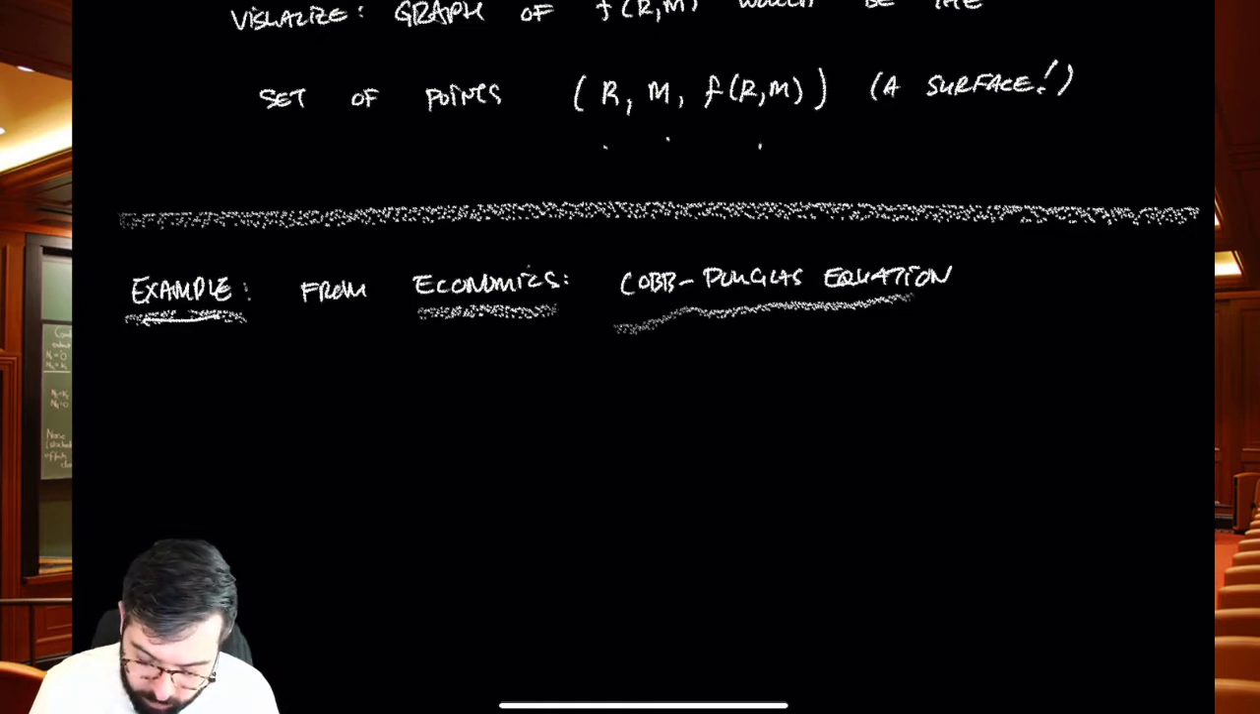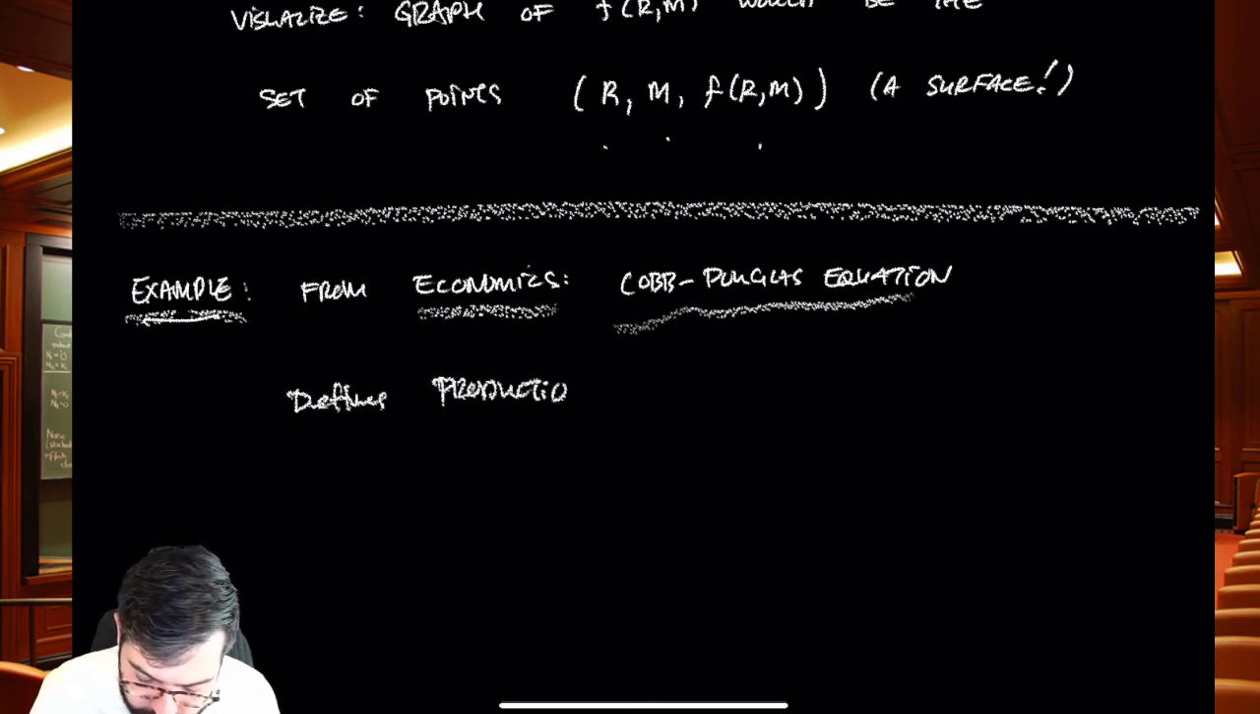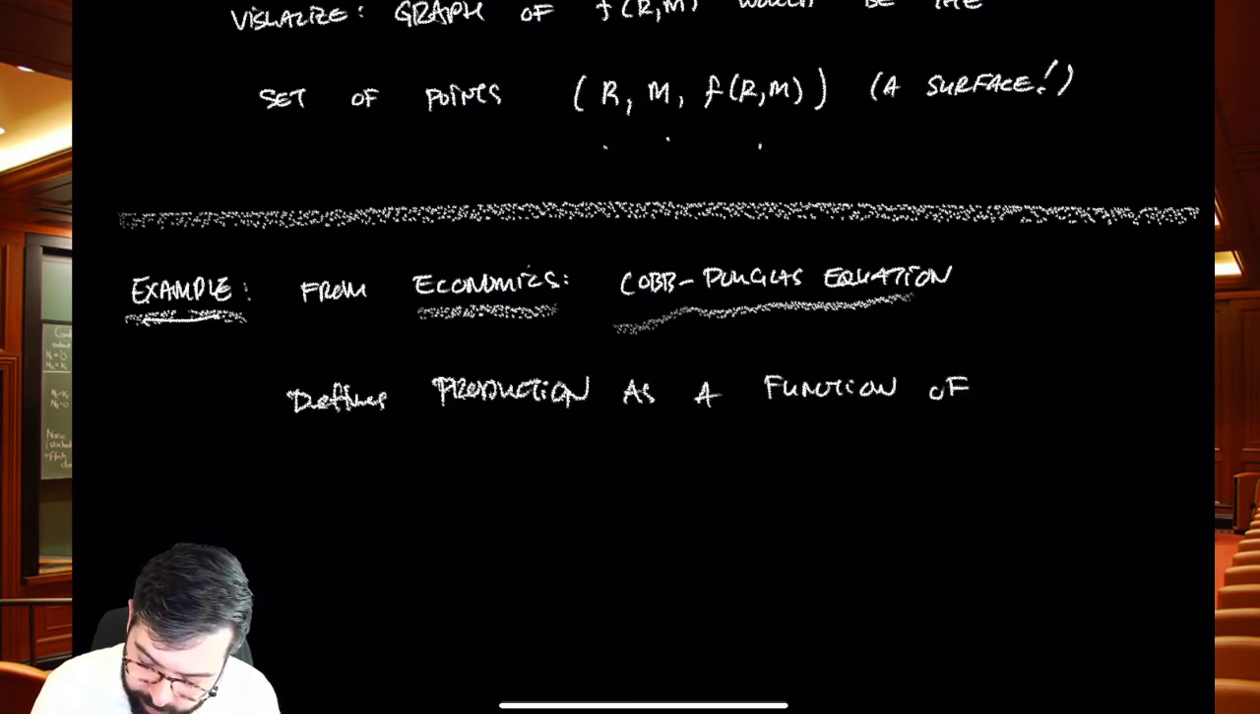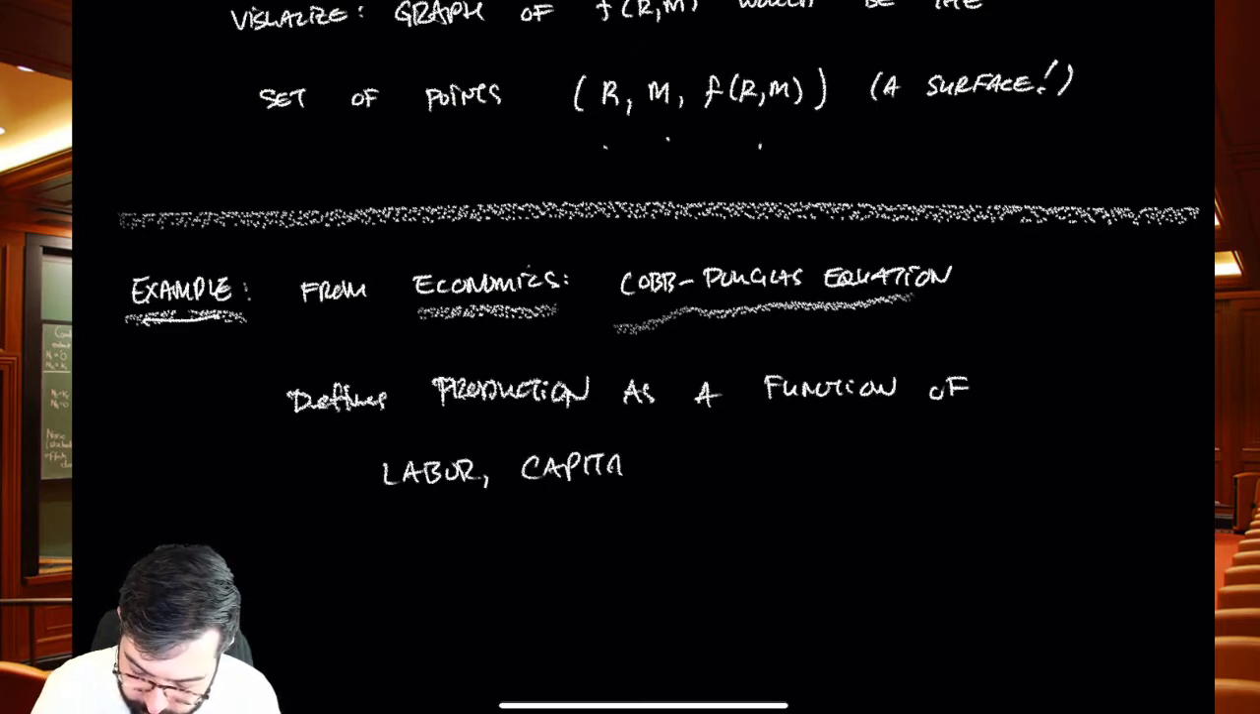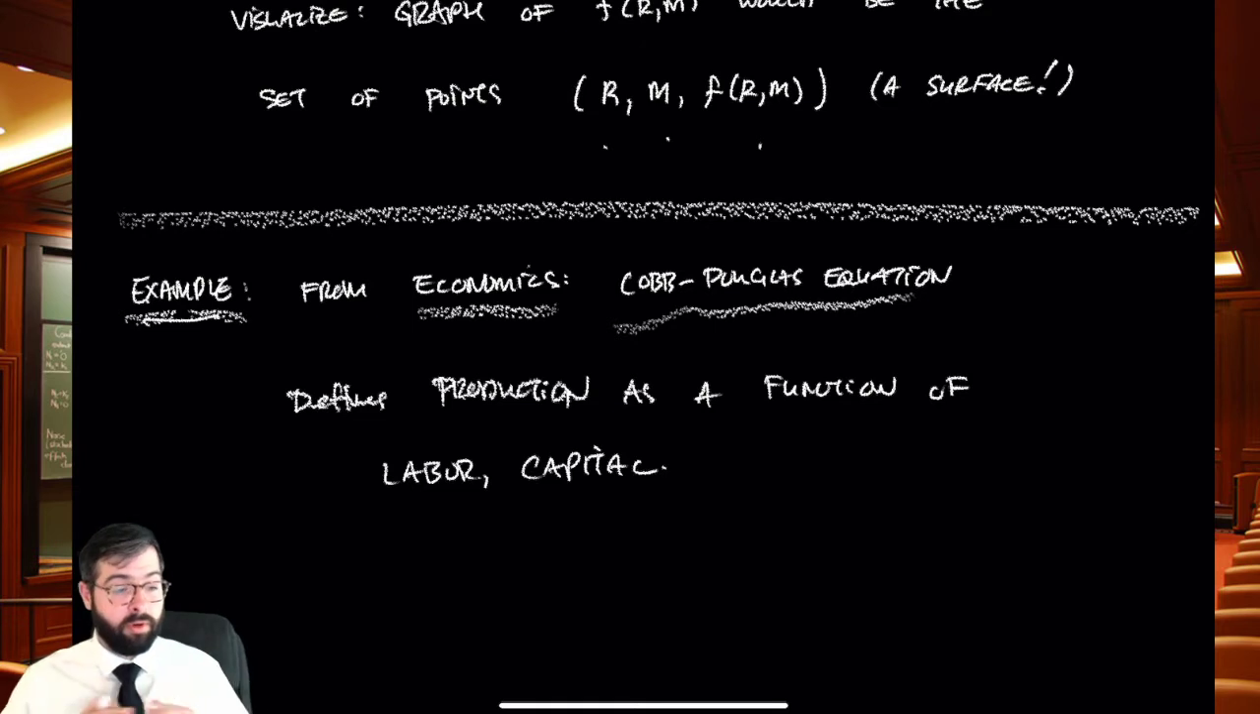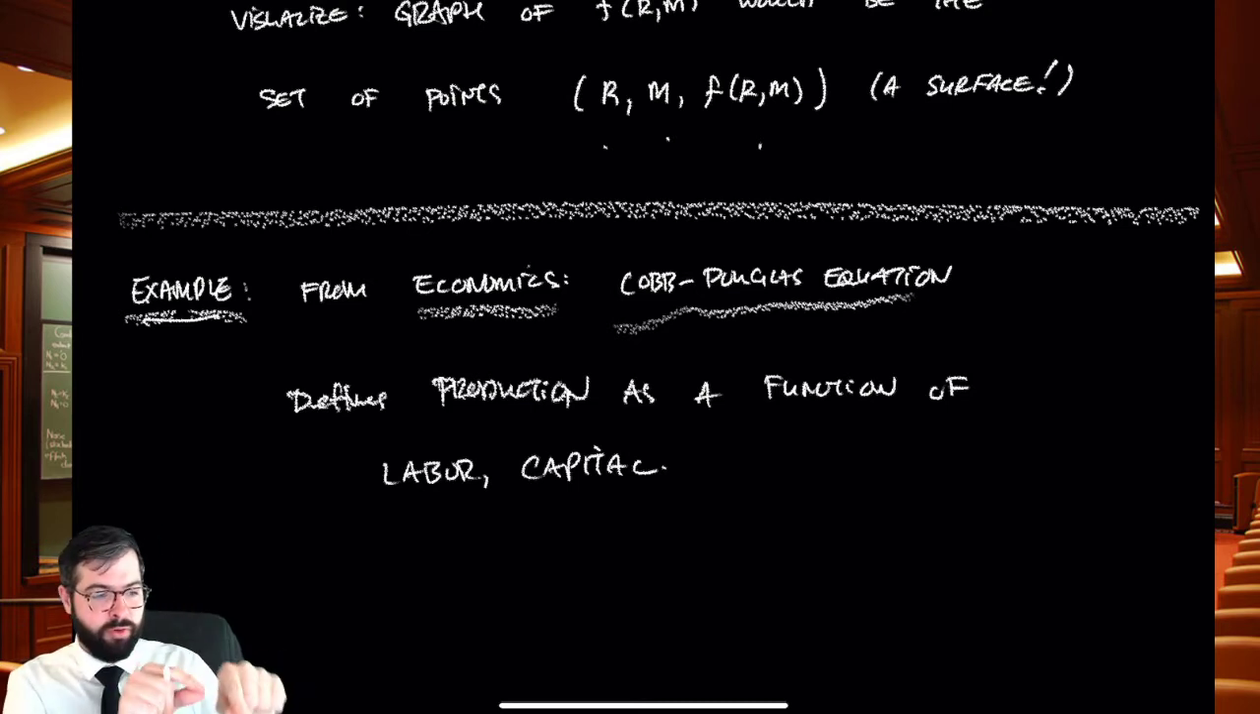Essentially, what it does is it defines production overall, the value of production, as a function of both labor and capital. Total labor, and total capital. So that's a multivariable function. That's two variables going in and one coming out to give a monetary quantity to all production.